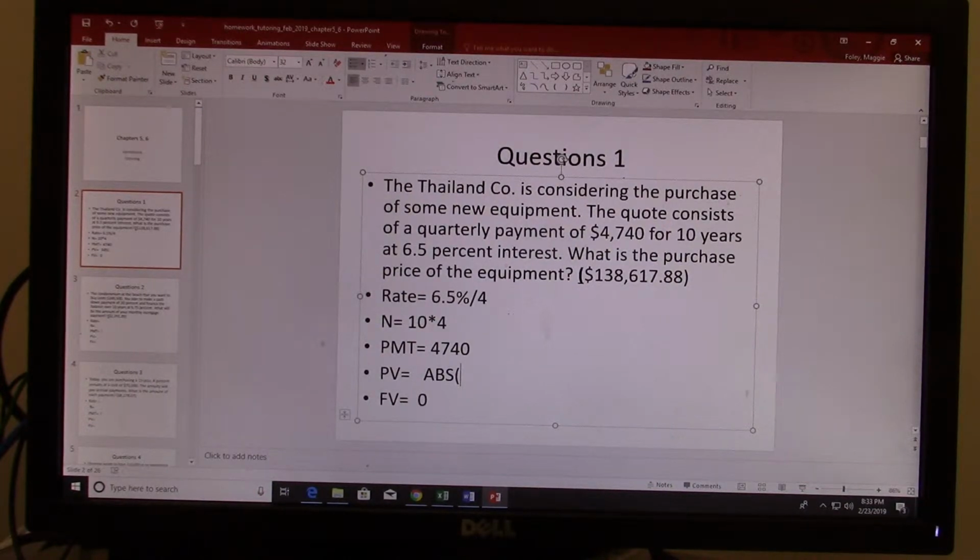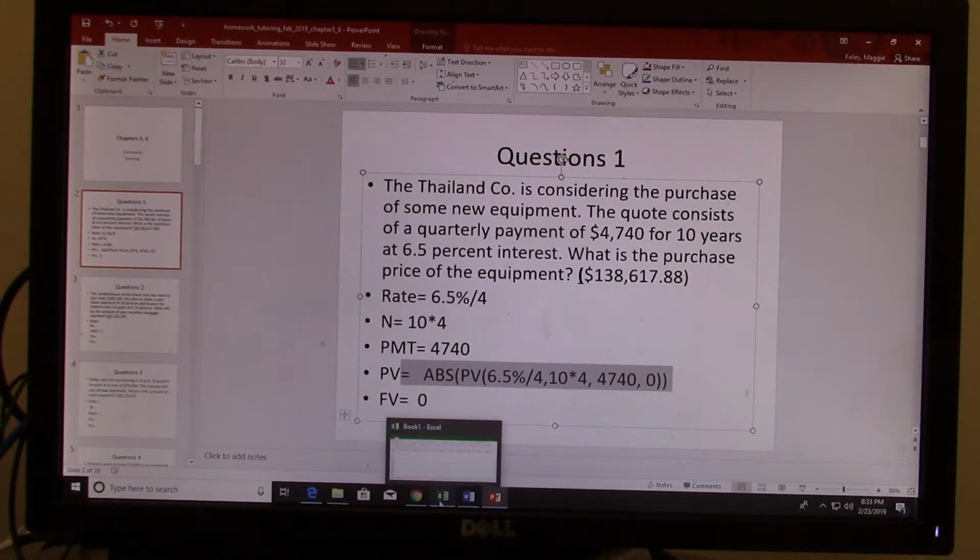So let's do that. ABS, and we use the PV function in Excel. The first input should be the rate. So it's 6.5% over 4. This is the quarterly rate. How many quarters? 10 times 4. How much is the quarterly payment? 4,740. And the next input should be the future value, which is 0 here. These are our inputs. If we copy it to Excel and see what's happening.